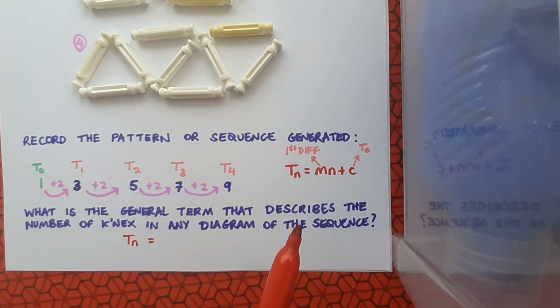So it's very straightforward now to make Tn our general term. Tn will be equal to, well, M is my first difference. I can see that's 2. N goes next, and then plus C is just my term 0. And in this case, I can see that the term 0 is 1, so plus 1.